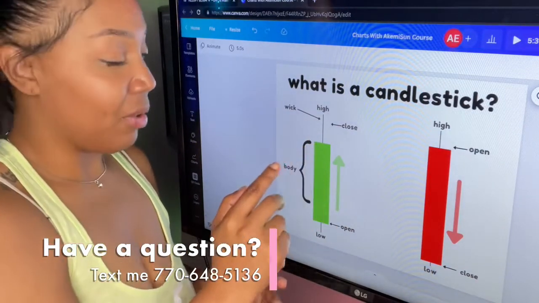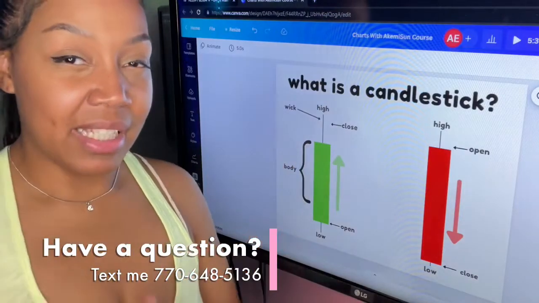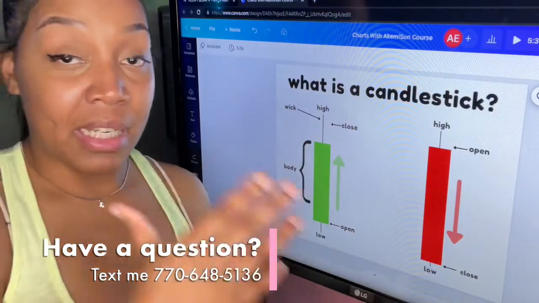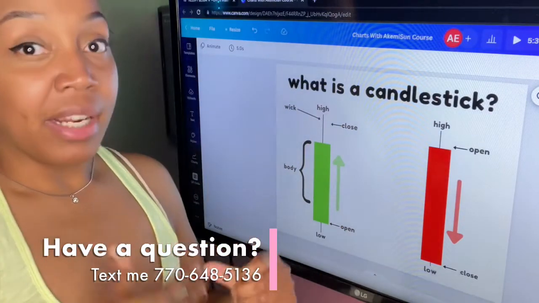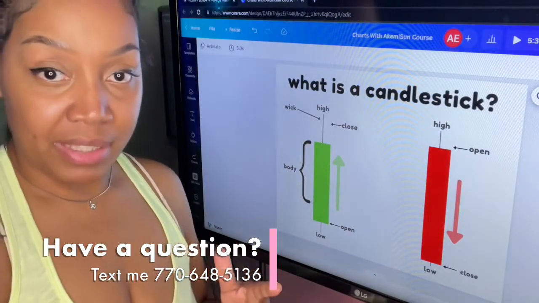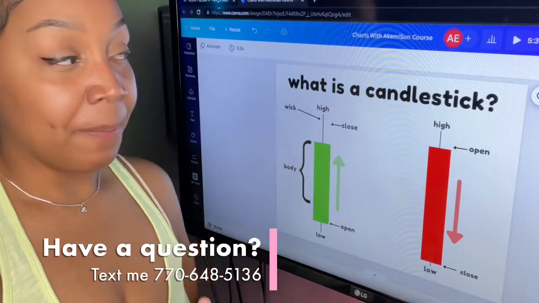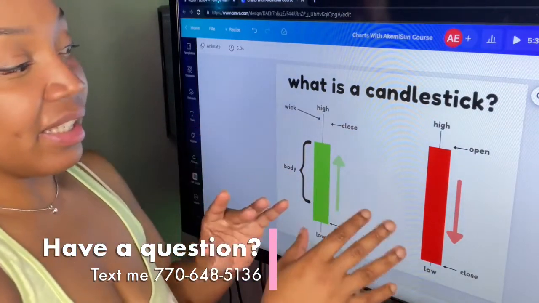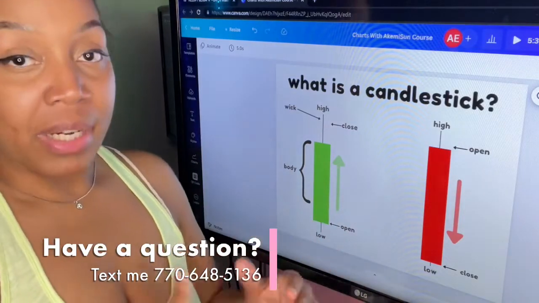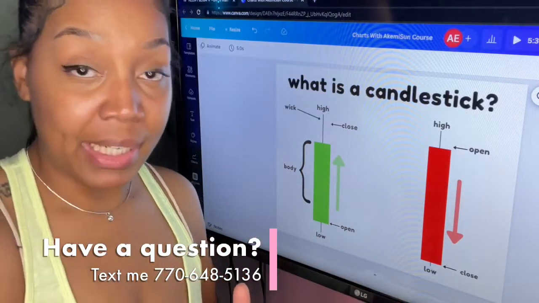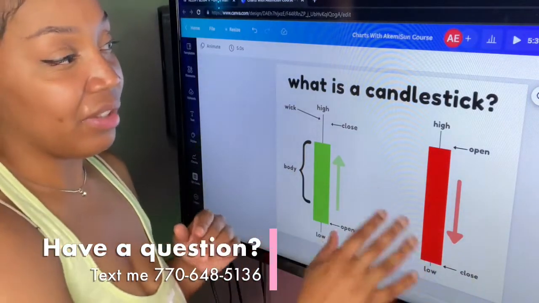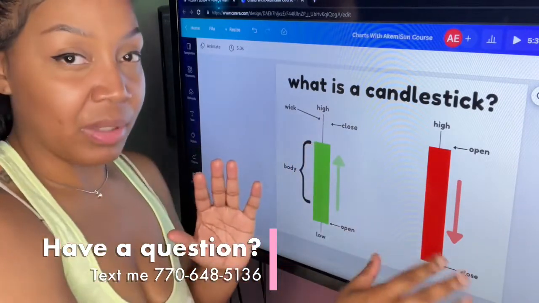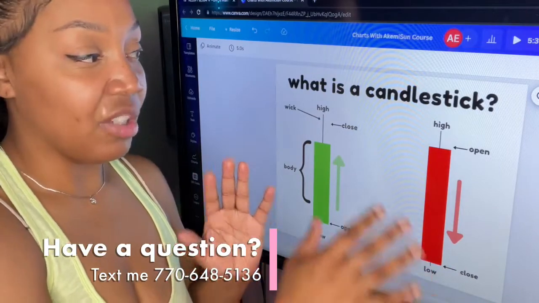All right, so I hope that makes sense to you guys. If it doesn't, please text me. Please let me know so I can read it, so I can go back over whatever detail you guys may not understand. Okay. I want you to understand that this is the most important part when it comes to reading the charts. You have to understand the candlesticks, you guys. So I hope this part really helped you understand just that.